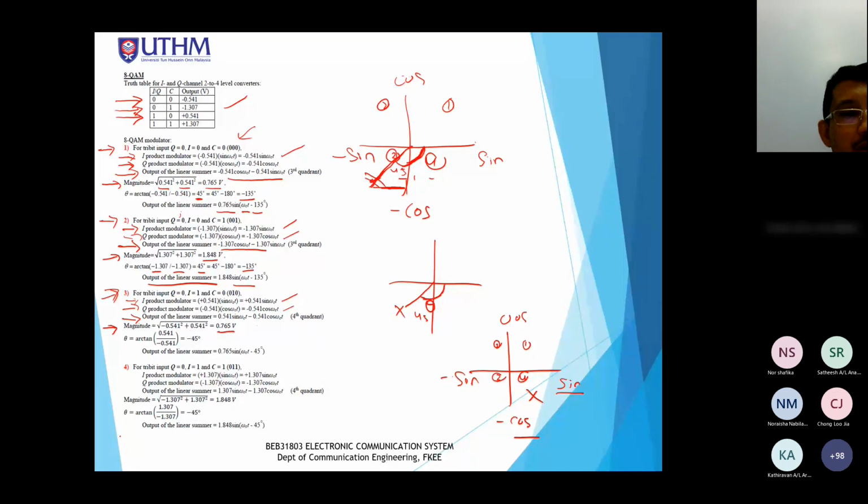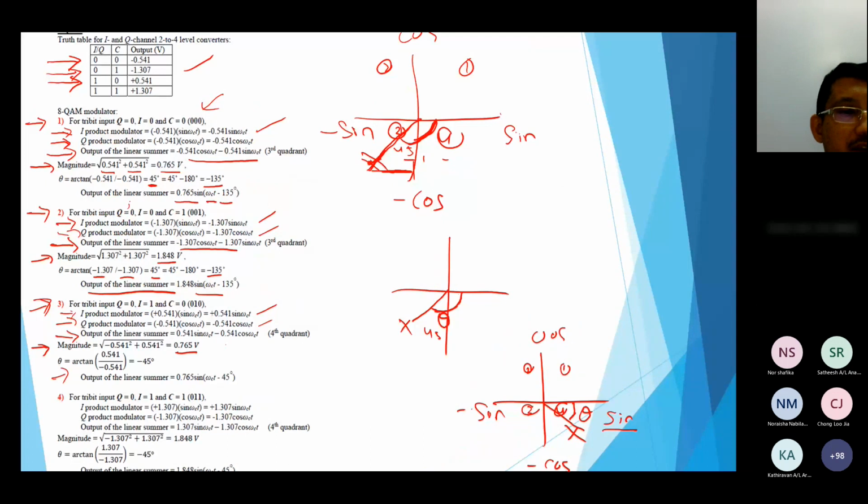0.765 volt. What is the degree? So the degree here is, how much is this? Theta. So the theta is arctangent 0.541 divided by negative 0.541. So we get negative 45 degrees. So the way we calculate, we simplify the equations to become 0.765 sine omega ct minus 45 degrees.